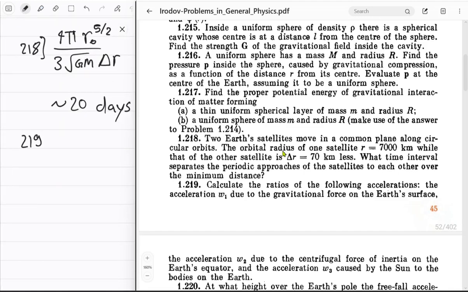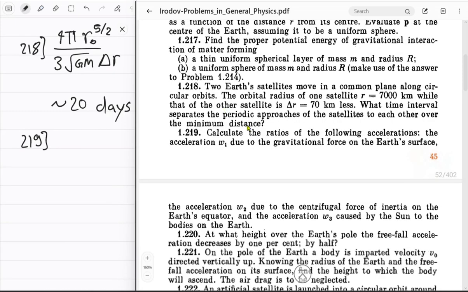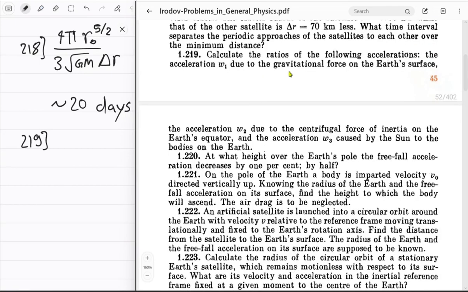Let's go to 219. 219 is calculate the ratios of the following accelerations. The acceleration W1 due to the gravitational force on the Earth's surface, the acceleration W2 due to the centripetal force of inertia on the Earth's equator, and the acceleration caused by Sun. Wait, sorry, what? So W1 is due to gravitational force on the Earth's surface. Fine. Then W2 is due to the centrifugal force caused by force of inertia on the Earth's equator, right?